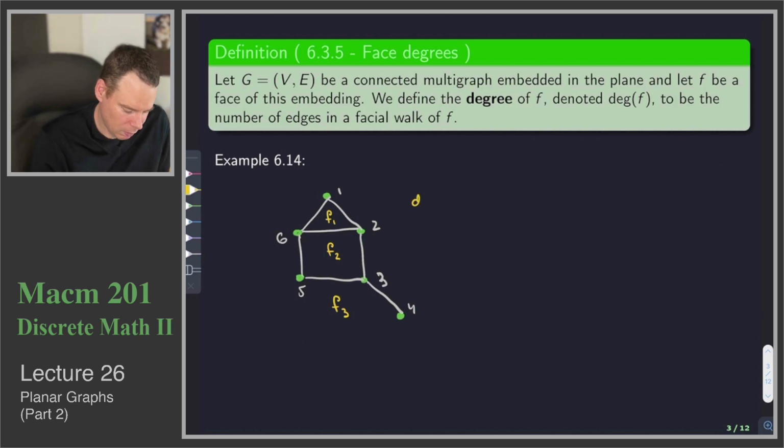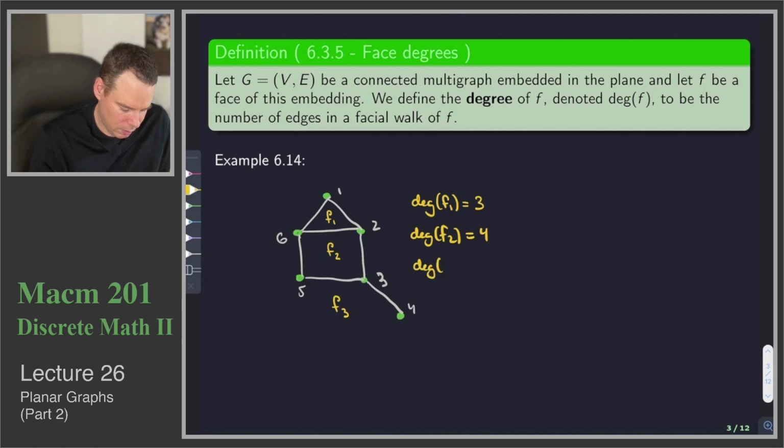And by definition, it's just the length of the facial walk. So if we want to look at what the degree of F1 is, what is the length of the facial walk around that face? It's of length 3. There's a triangle that goes around there, so it's length 3. How about the degree of F2? Well, what's the length of the facial walk that goes around it? It's of length 4. It uses 4 edges.